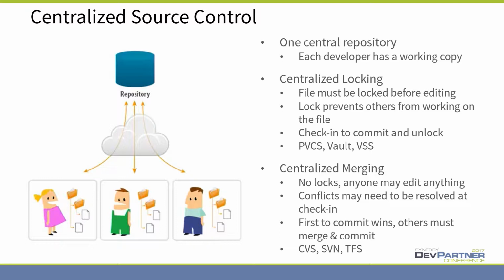So examples of this older kind of environment are PVCS, SourceGear Vault, Visual Source Safe, a lot of those older, more traditional version control environments. Then there is another flavor of centralized source control called centralized and merging source control environments. Typically with a centralized and merging environment, you don't have any locks.